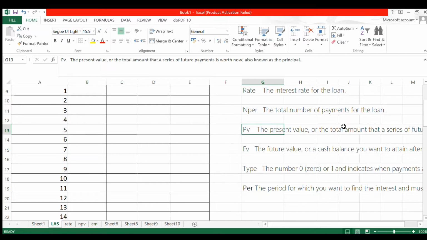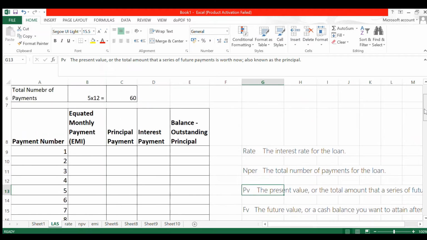PV is the present value, or the total amount that a series of future payments is worth. So PV is nothing but the loan amount that we are taking from the bank, and FV is the future value, or a cash balance you want to attain after a future date. Here, as we are taking a loan from the bank, FV will be 0. Type indicates when the payments are due. It can take 0 or 1. 0 indicates the payment is due at the end of the month, and 1 indicates the payment is due at the beginning of the month.